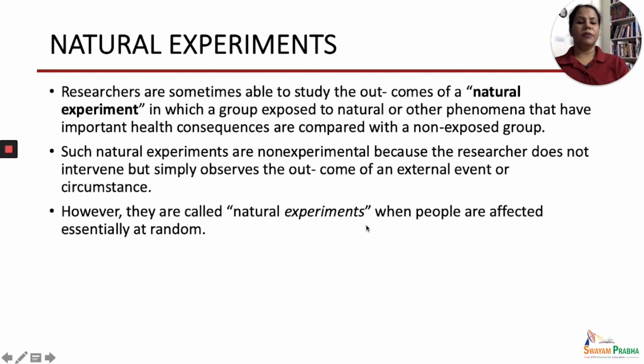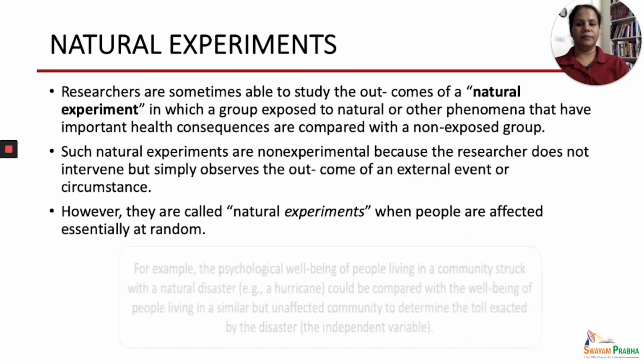They are called natural experiments when people are affected essentially at random. Some people are exposed and some are not, so they are affected at random. So we may study the exposed and non-exposed people, and then we may study their outcomes in the long term.